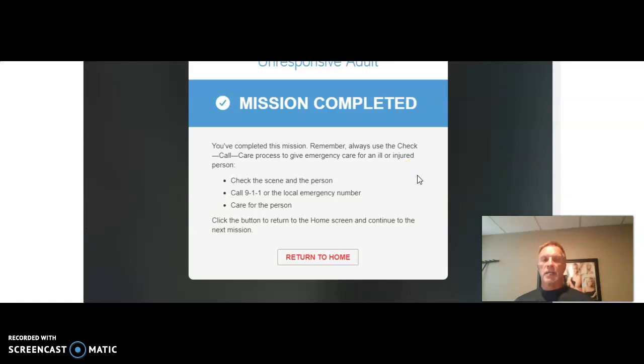Okay, again, check the scene and the person. Call 911 or local emergency number. Care for the person. In this situation, it looks like we may have to start with CPR and possibly an AED. But he's not in cardiac arrest at the time because we heard labored breathing. So we'll get to that point. So we're going to return home. We're going to pause.